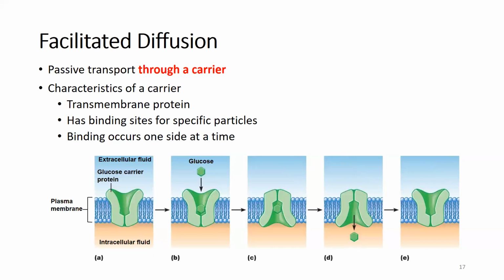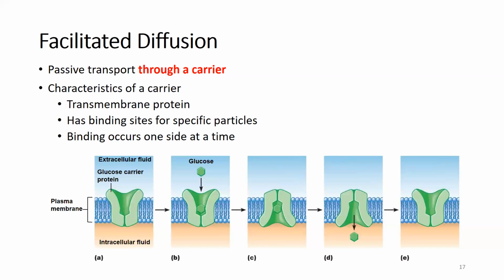If you remember those general characteristics we talked about with membrane proteins, we said that some were one-sided and some were transmembrane. This is an example of a transmembrane protein. It's going to go through the entire width of the lipid bilayer. Another characteristic is that it has a specific binding site for certain particles or molecules. So it's only going to bind glucose, for example, or only sodium, for example. So the binding is very specific at the binding site.